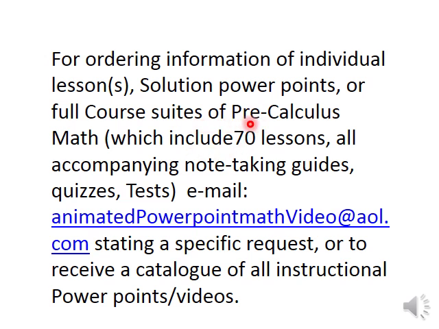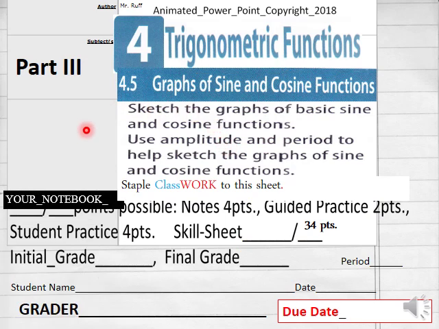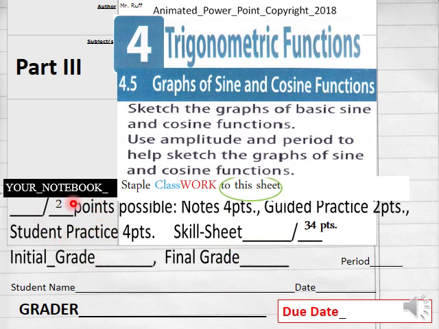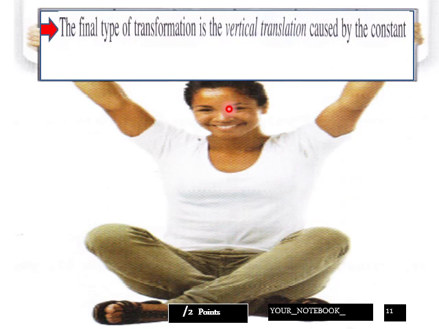Hello everybody, get ready to do lesson 4.5, part 3 of pre-calculus math today. Graphs of sine and cosine functions. Part 3, you have 2 points here, it goes in your notebook. Today you got 34 points on your classwork sheets. And we'll start right in here for a notebook entry.